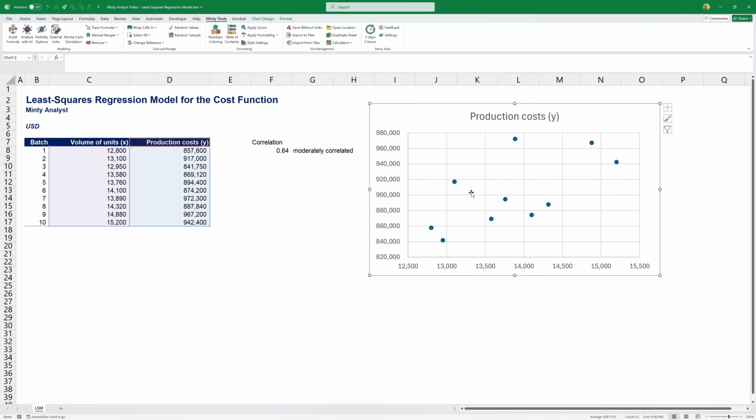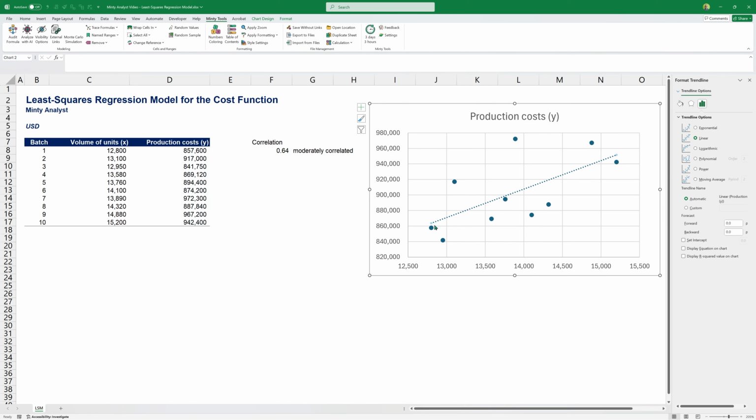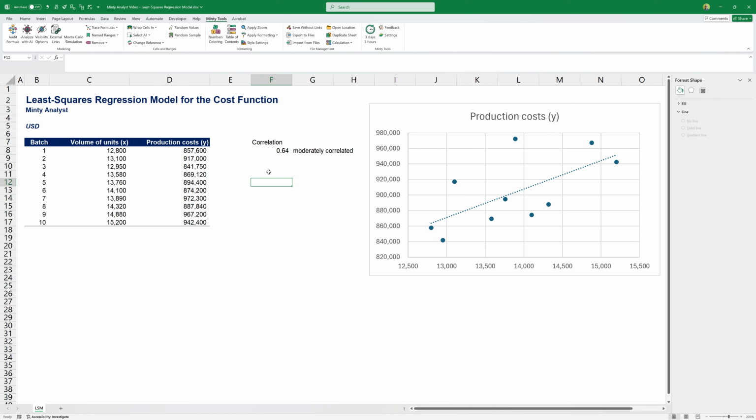So those are all the observable pairs from our data set. We can select the data set here, right click and add trend line. And this is the line we're looking for. This is our Y in the formula Y equals A plus B multiplied by X. So this is our Y, the total cost that we're looking for.